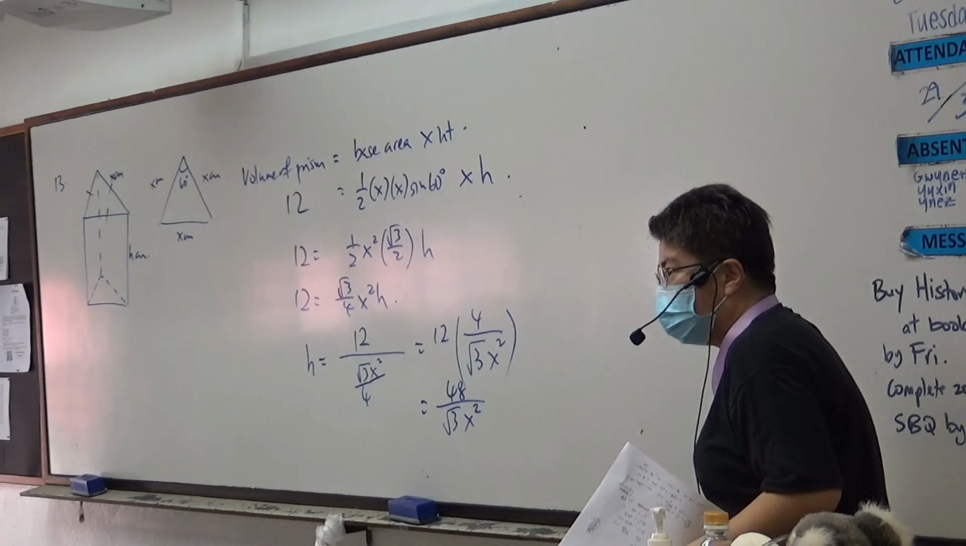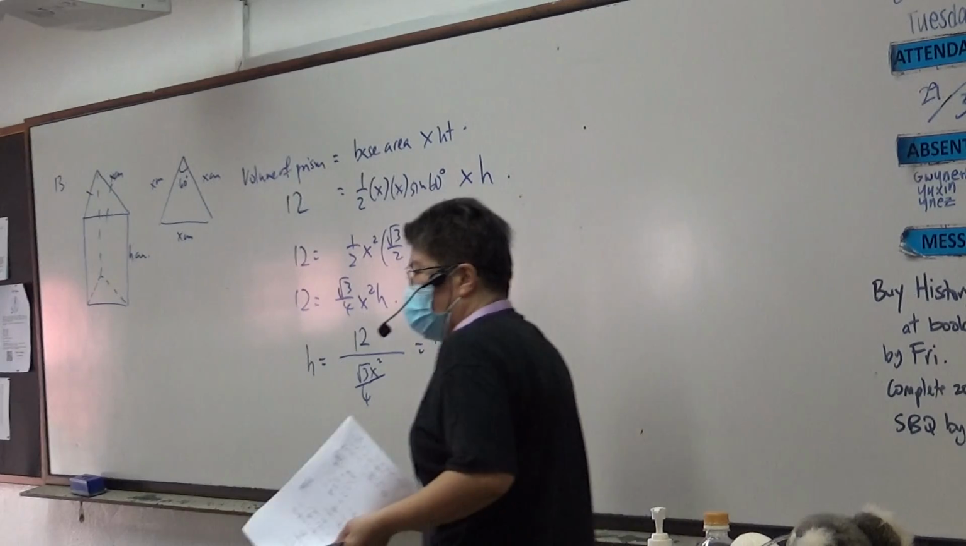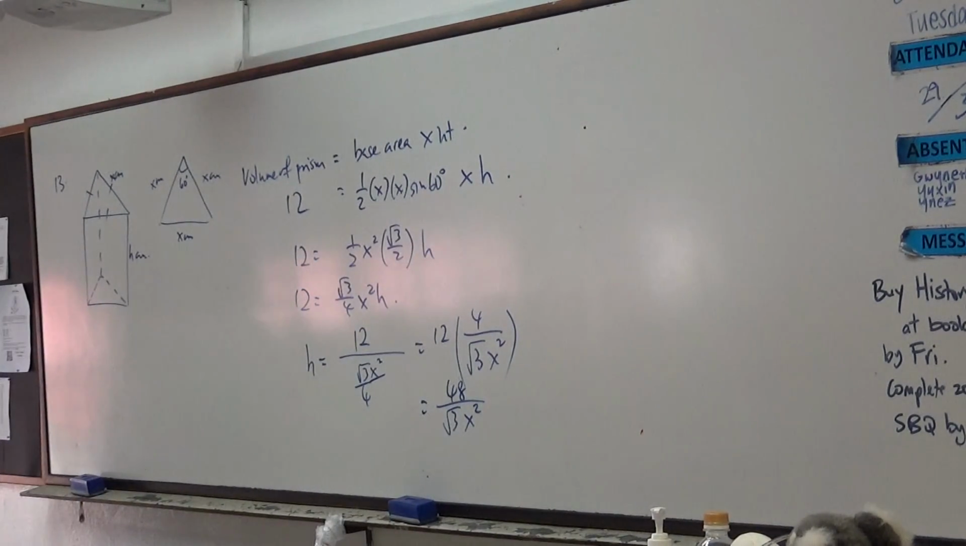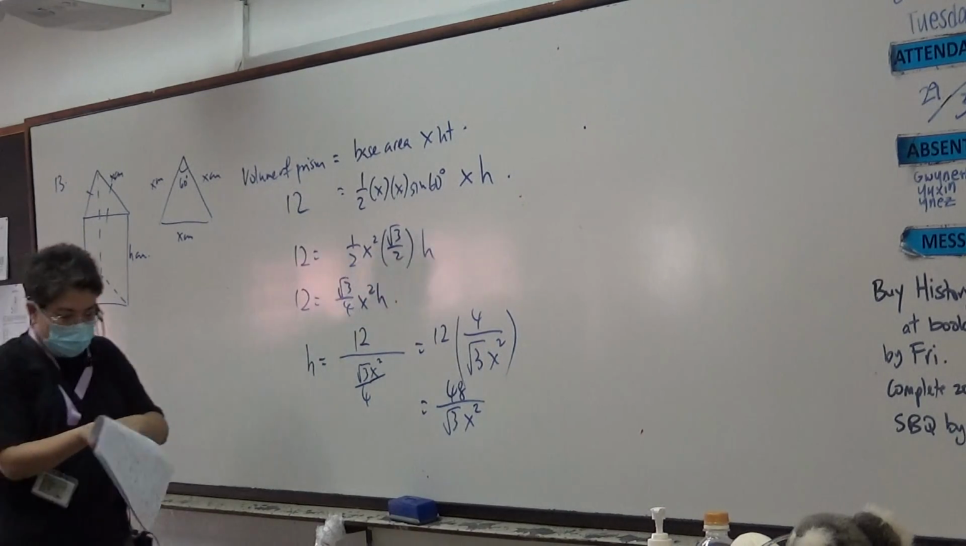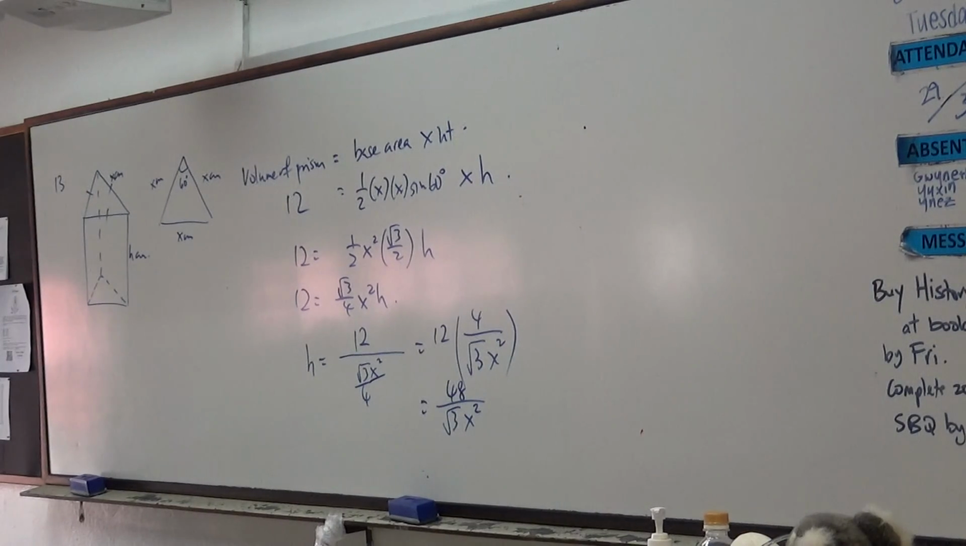Everybody okay? Now, how would we find the total surface area of a prism? It will be the two base areas plus all the lateral faces. I revised one formula with you. I don't know whether you can remember this from your lower secondary.